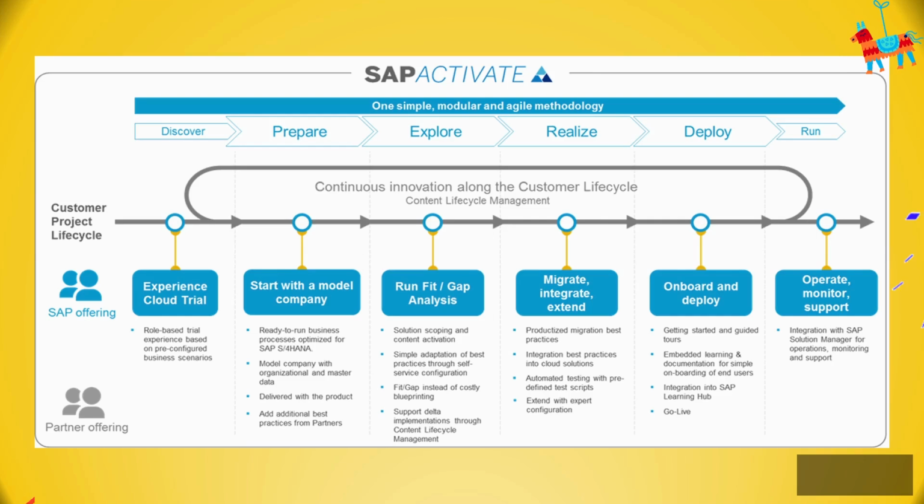Then the explore, again we need to do the analysis at the system level. We need to identify any kind of gap, so that would be part of explore. Realize, the migrate or integrate or extend the system, and in a similar fashion for the deploy. You can just deploy the system, take the go no-go decisions and go live. At the run, the new system will be up and we will be doing monitoring along with the support. So this is my SAP Activate methodology.